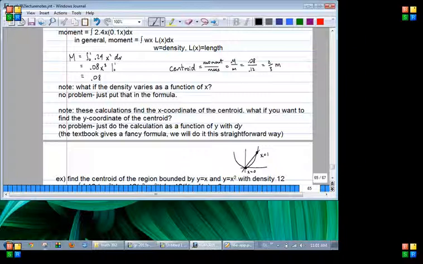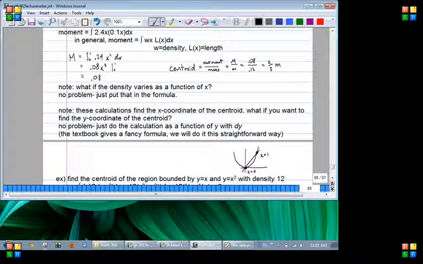All right. So now what? Now, in terms of the physics and the setup of the problem, what do we have to find? We have to find the mass, and then find the moment. We have to find the mass and the moment. Now, how do we find the mass? You integrate the density together with the length.